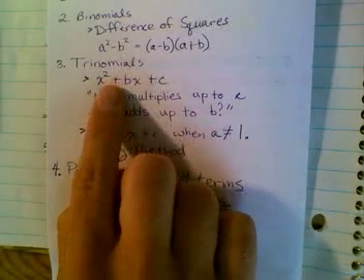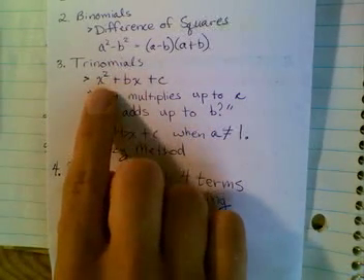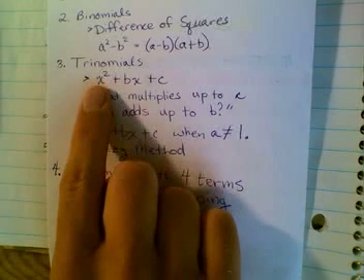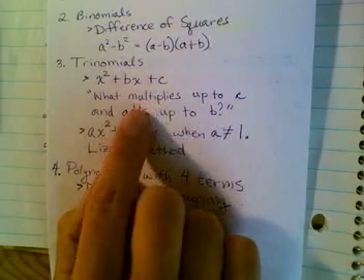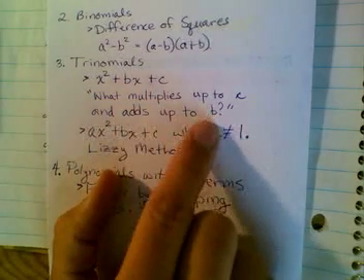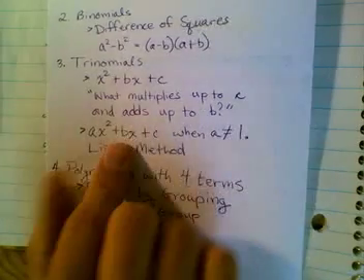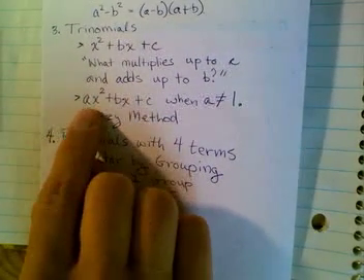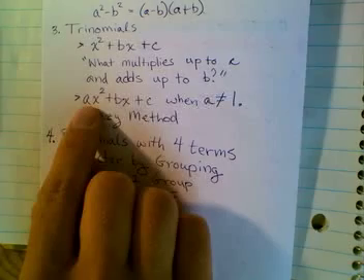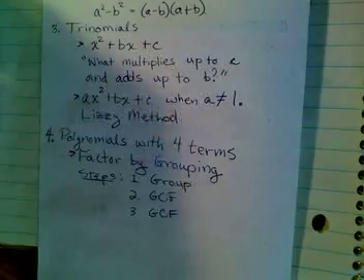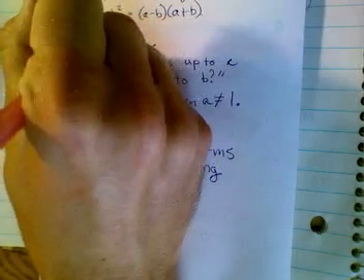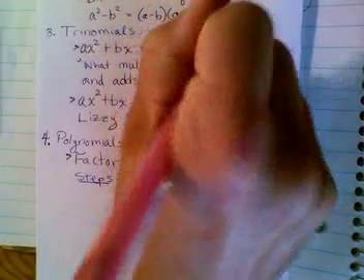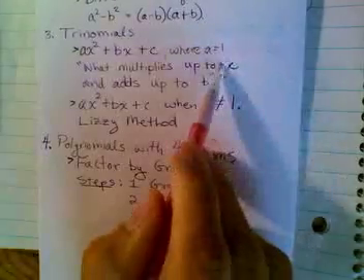Trinomials. Basically, it could look 2 different ways. It could have a 1 out in front of the x squared, so x squared plus bx plus c. And you just ask yourself what multiplies up to c and adds up to b. Okay? And then, if there is a number other than 1 out front, I guess I should put an a out front here. I just don't want you to be confused. And this is where a equals 1. So either a can equal 1 or a is not 1.